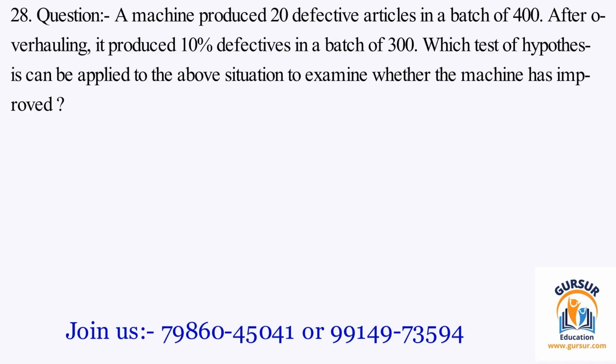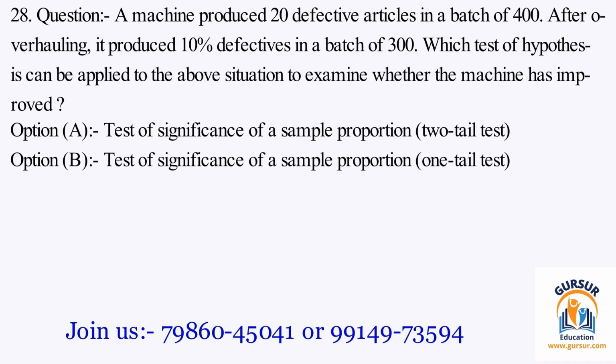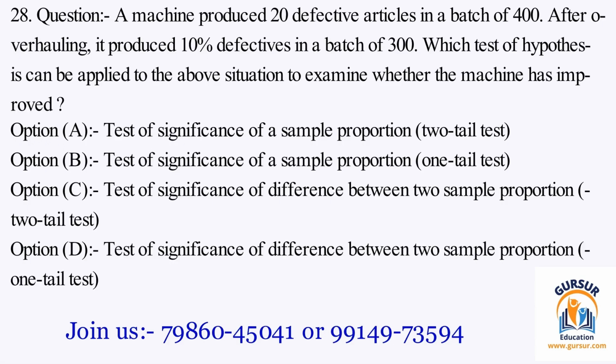Question number 28. A machine produced 20 defective articles in a batch of 400. After overhauling, it produced 10% defectives in a batch of 300. Which test of hypothesis can be applied to the above situation to examine whether the machine has improved? Option A is test of significance of a sample proportion, two-tail test. Option B is test of significance of a sample proportion, one-tail test. Option C is test of significance of difference between two sample proportions, two-tail test. Option D is test of significance of difference between two sample proportions, one-tail test.